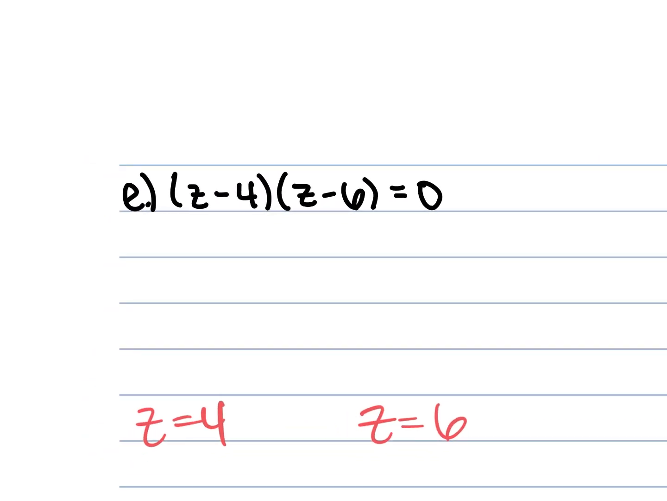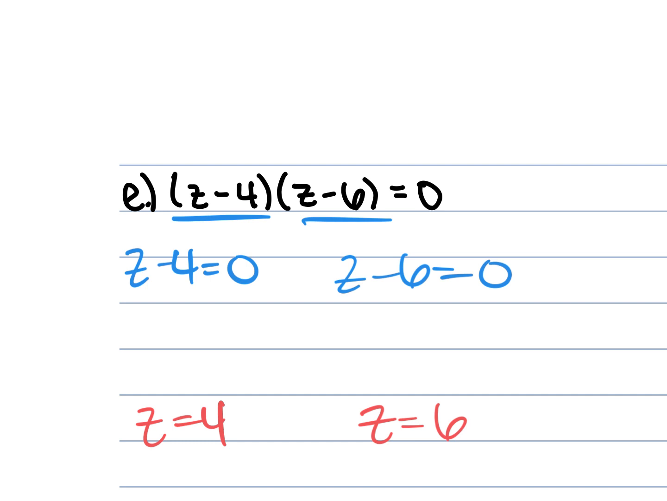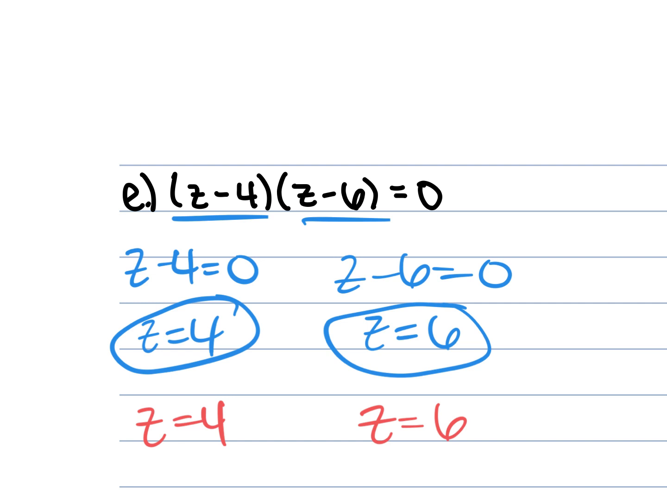Can someone walk me through E? How'd you do E? Caitlin Alonzo. z minus 4 equals 0, and then z minus 6 equals 0. So z equals 4. 6 minus 6 is 0, so z equals 6. Very good.